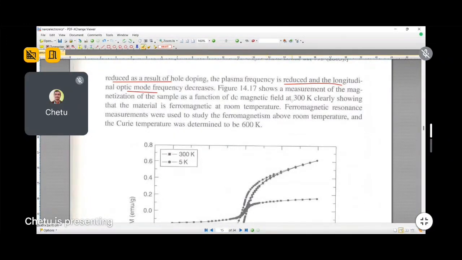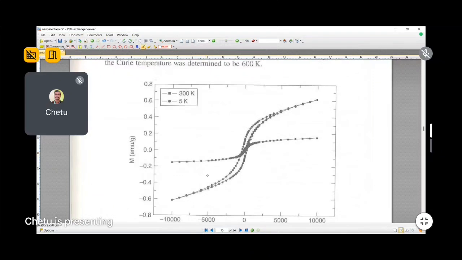Then if this material is subjected to a magnetic field and its susceptibility is measured at different temperatures, different results can be obtained. One can see that at 300 Kelvin, meaning at room temperature, you get this spectrum, and this is at 5K.